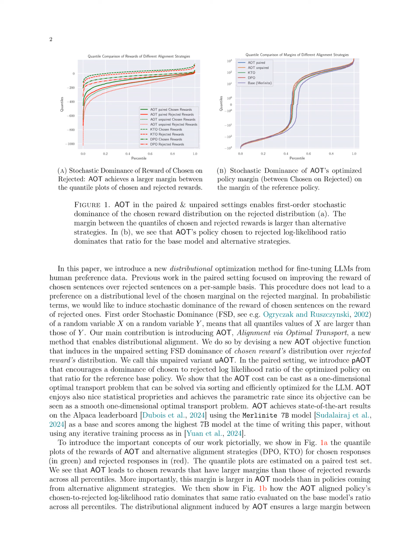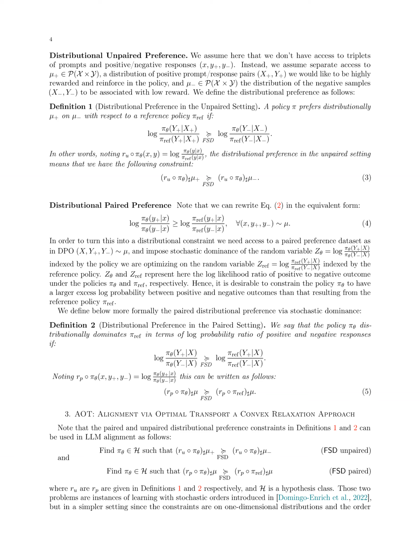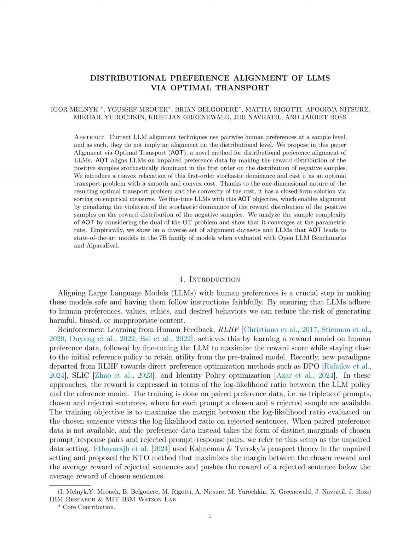smooth cost function. The method involves solving an optimal transport problem with a convex cost function, where the goal is to ensure that the optimized policy results in the chosen responses dominating the rejected responses across all quantiles. Step by step, the AOT method involves: 1. Defining the reward model R_theta(x,y), which is a log likelihood ratio between the LLM policy and the reference model.